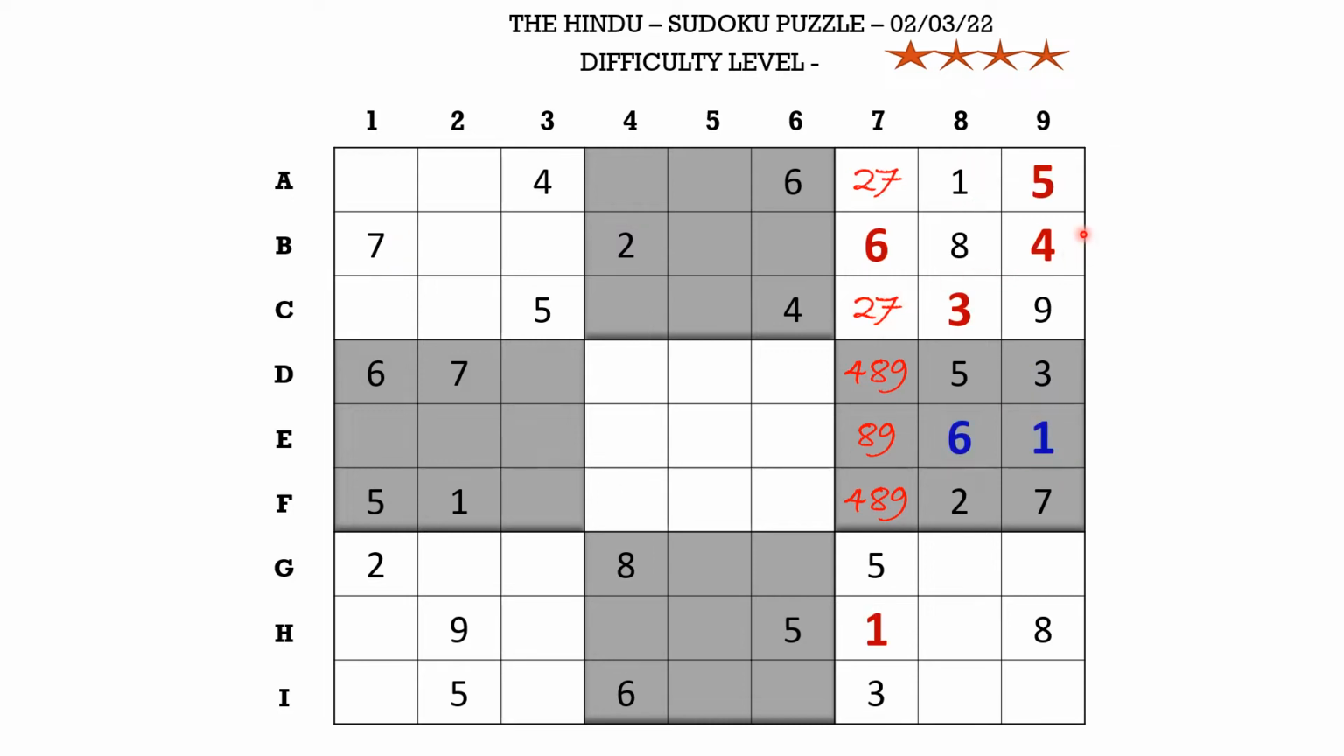In column 9, there are 2 missing numbers, 2 and 6. There is a 2 here in G row and a 6 in I row. So G9 takes 6 and I9 takes 2. There is a 2 and 6 in B row which blocks these 2 cells.